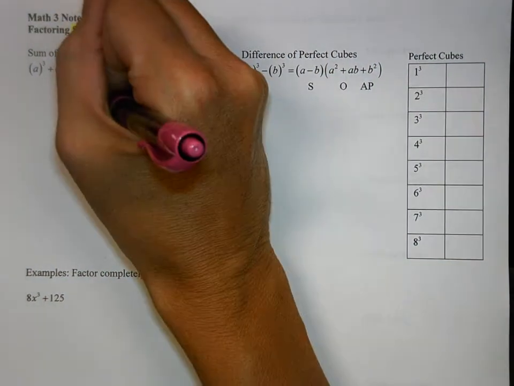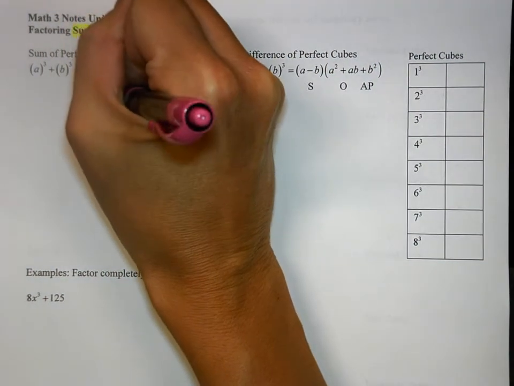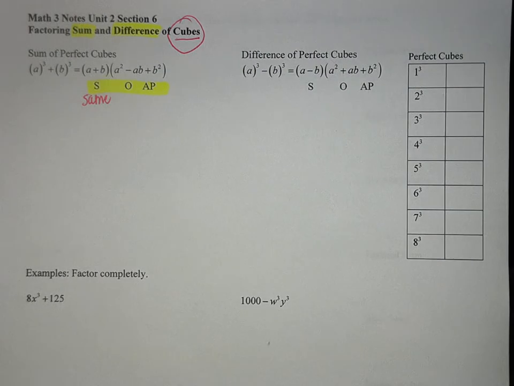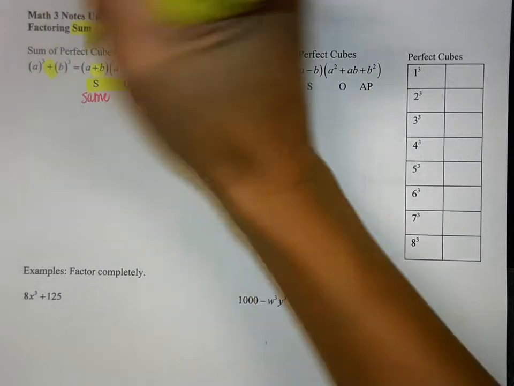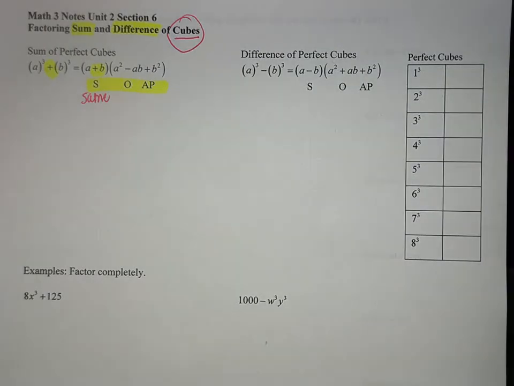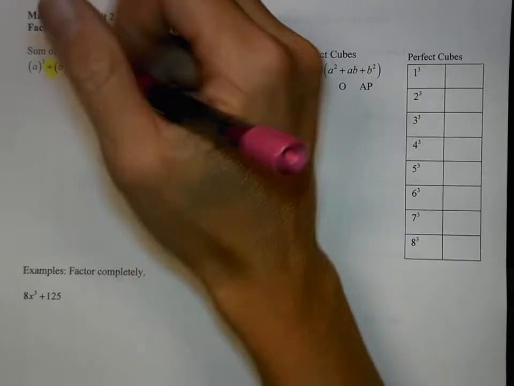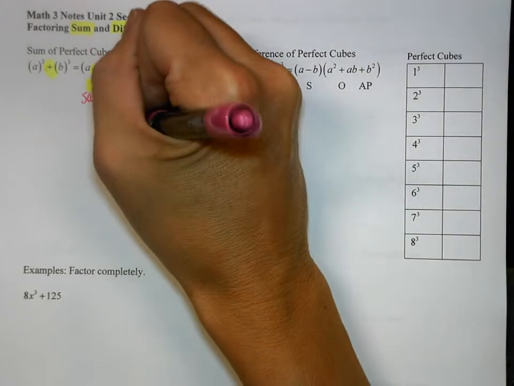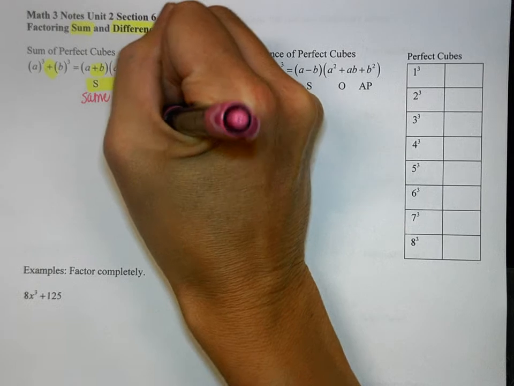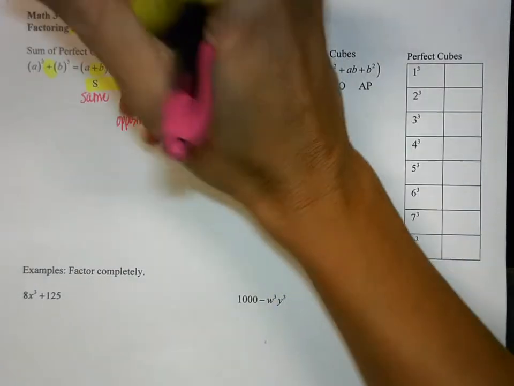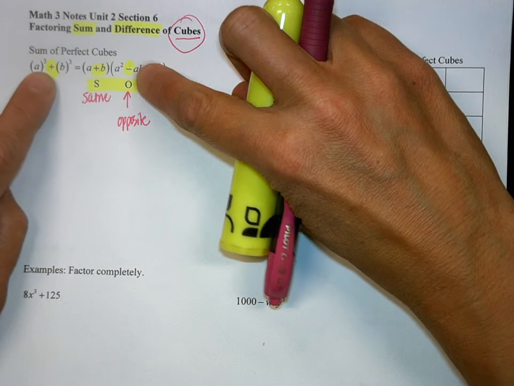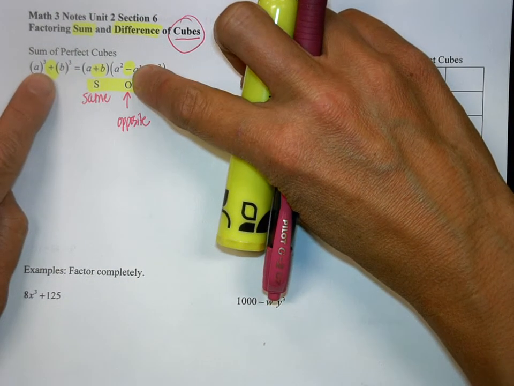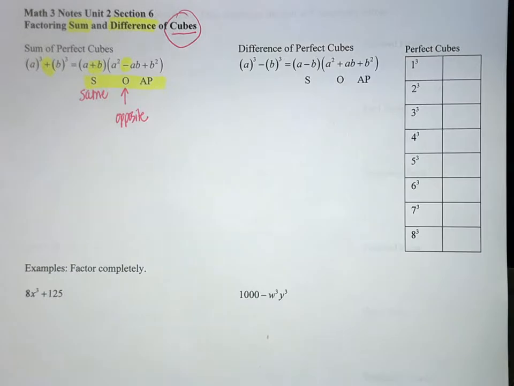This S right here stands for the same. Okay, and what I mean by same is if you notice in this original problem here, there is a plus sign, and in this parenthesis, it is the same sign as it was in the original problem. Next, we have an O, and this O stands for opposite, meaning the opposite sign. And so here is a minus. The original problem had a plus. Here is the opposite sign from the original equation, which is a minus.